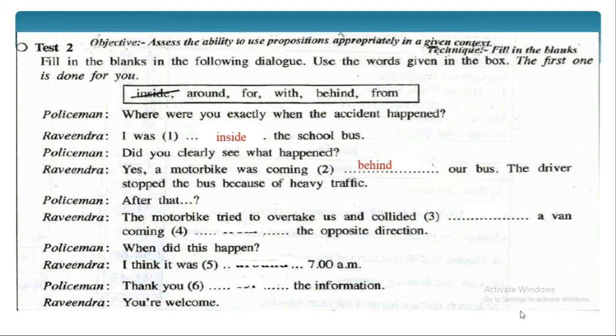After that, the policeman is asking more details. Ravindra: The motorbike tried to overtake us and collided blank a van coming blank the opposite direction. The answers are with a van coming from the opposite direction. Policeman: When did this happen? Ravindra: I think it was blank 7 a.m. As he doesn't know the exact time, he says around 7 a.m.